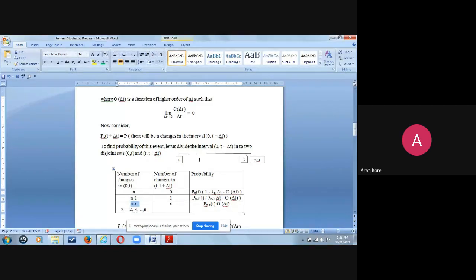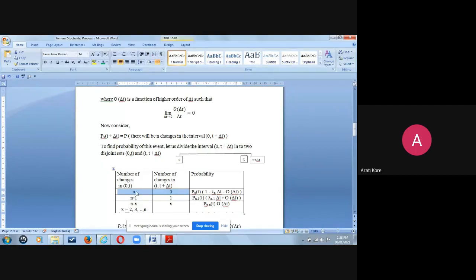Okay. So what I did, I divided the full interval into two parts. What can happen? First case. Now consider this first case. What is the first case? I want the total changes from 0 to t plus delta t to be equal to n. Now what is the first case? Already n changes have happened in 0 to t. Now in t to t plus delta t, 0 changes. Okay. So the probability that there will be n changes from 0 to t plus delta t is equal to the probability of already n changes from 0 to t and no change in t to t plus delta t. No change means zero change.